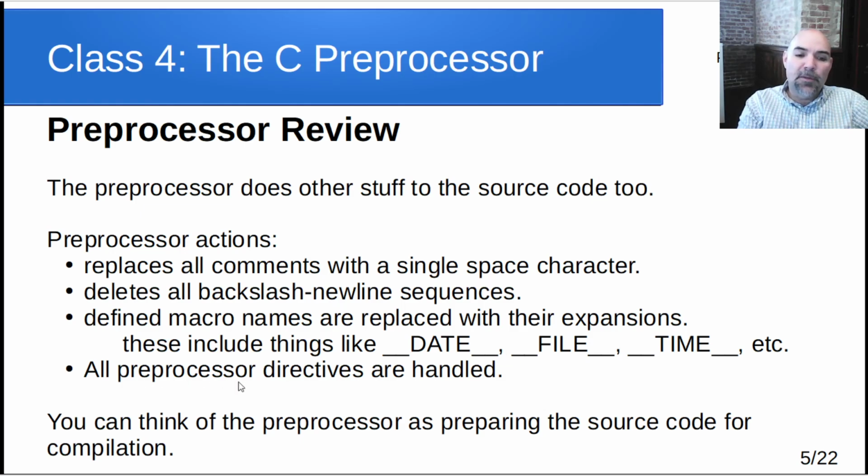And then also any preprocessor directives that you put in there, pound include, pound define, conditional compilation, it does that. So all of that gets done by the preprocessor, and then the resulting file gets passed to the compiler. One of the ways you can think of the preprocessor is as preparing the source code by editing it and preparing it for the compiler.